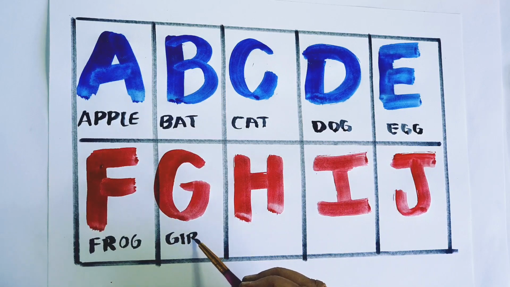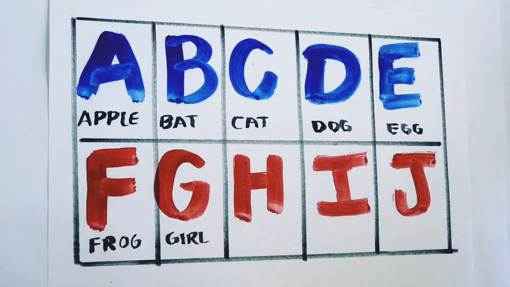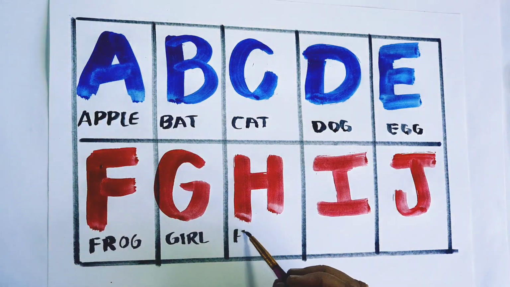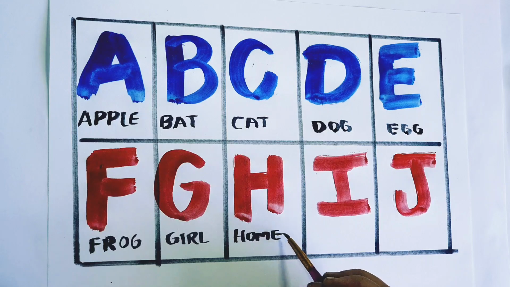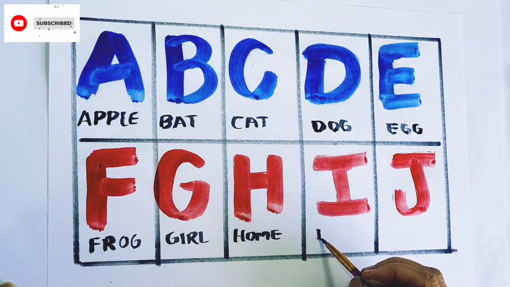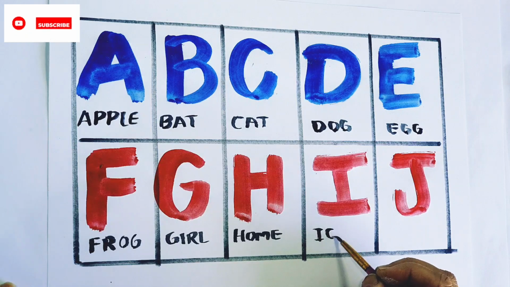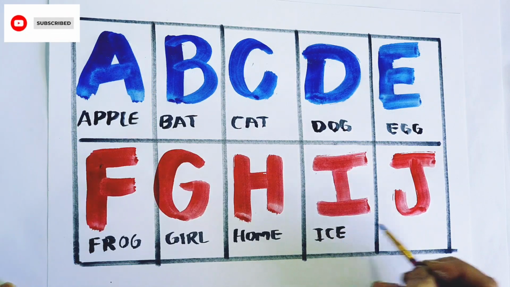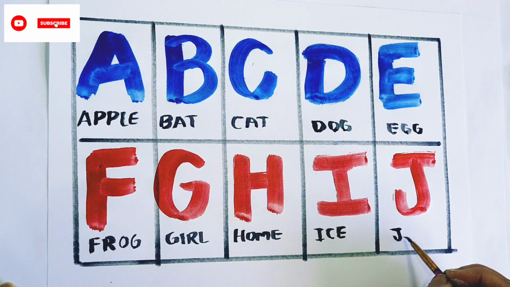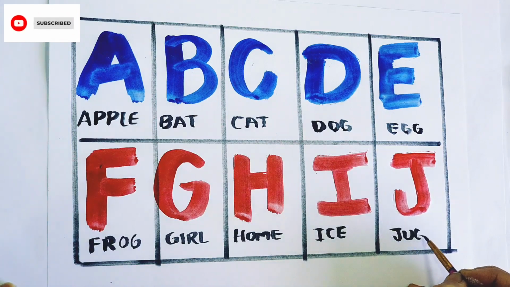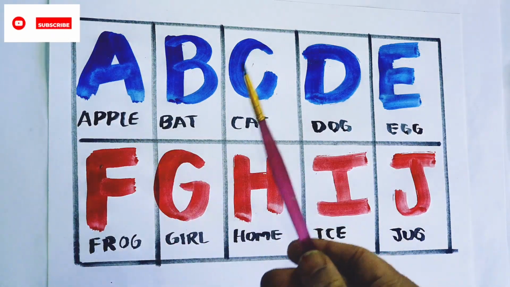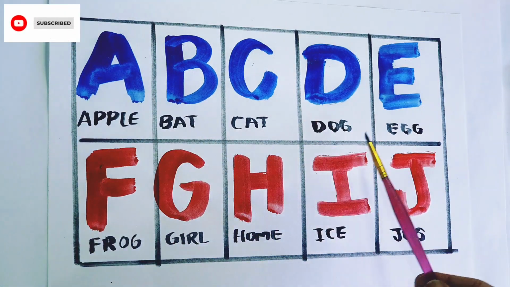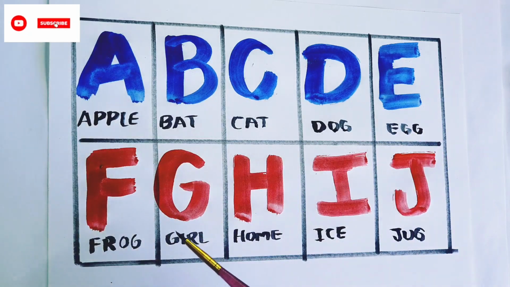G I R L girl. H O M E home. Eyes. J U G jug. A for apple, B for bat, C for cat, D for dog, E for egg, F for frog, G for girl, H for home, I for eyes, J for jug.